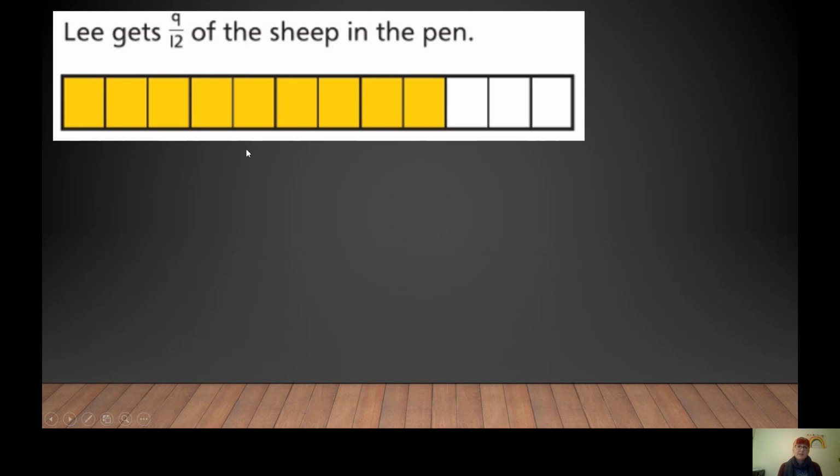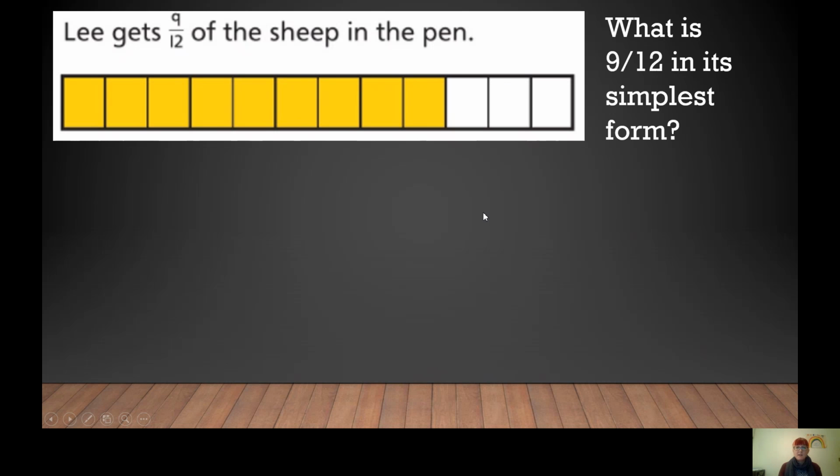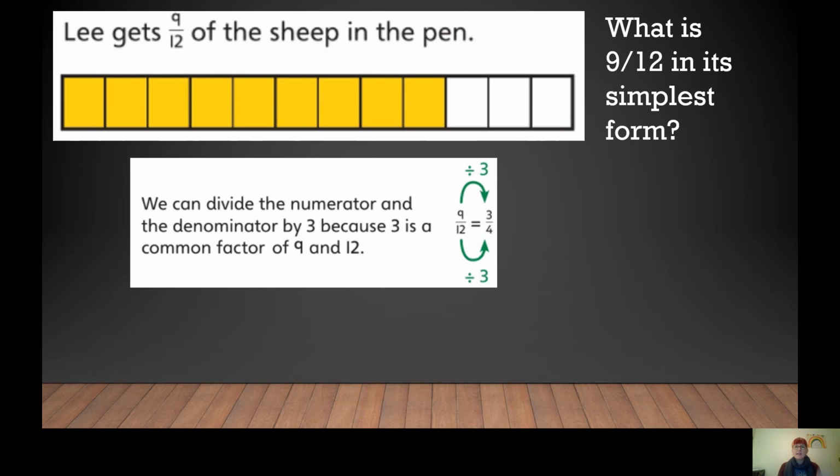But as is represented on this diagram, it looks to me that there are 9 of those 12ths that have been populated, filled in, coloured in. 1, 2, 3, 4, 5, 6, 7, 8, 9 out of a potential 10, 11, 12 12ths. So 9 12ths, the question is asking, what is that in its simplest form? Let's have a look. Yes, we need to find a common factor.